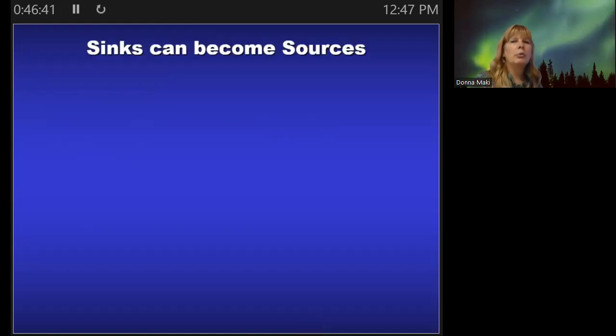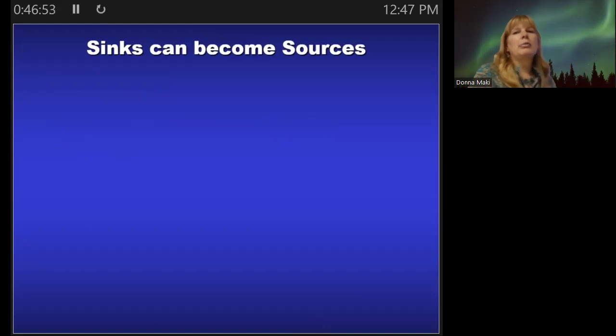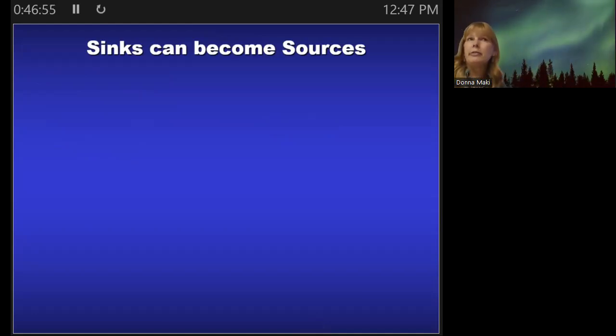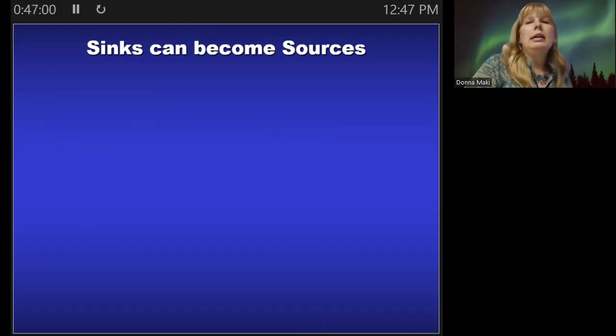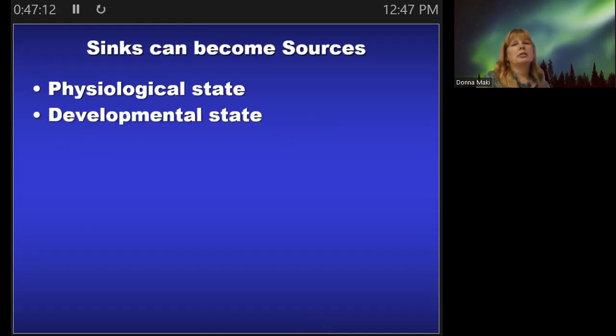Actually, what we have is that also, remember, it's not a set in stone thing. So you can have sink tissue morph into source tissue. And probably the best example of that is a baby leaf developing into a mature leaf. That would be an awesome example. And so it depends on its physiological state. Is it a net exporter or a net importer? And that will determine if it's source or sink tissue. And also, of course, the developmental state. Is it a baby leaf or a mature leaf?